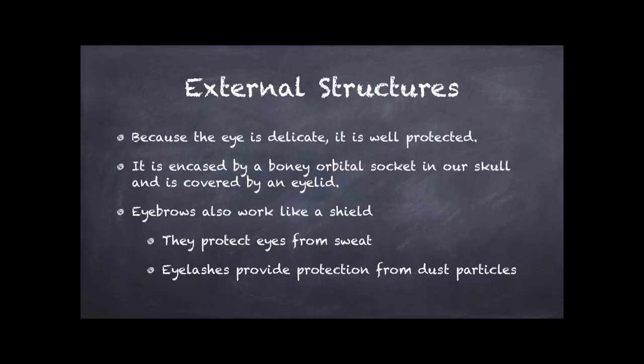So let's talk about some external structures. As you know, the eye is probably one of the most delicate parts of our body, and because of that, it needs to be well protected, and it is. The eye is surrounded by an eye socket, which is basically the bony material that is indented into our skull. And then the eye also has an eyelid that covers the top of it, which is what you use to blink. We also have eyebrows.